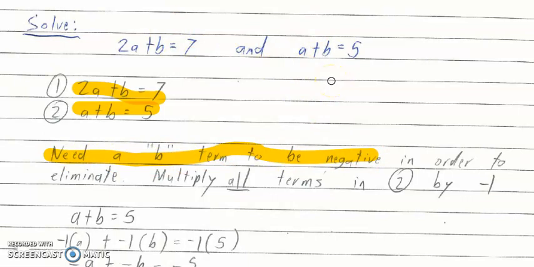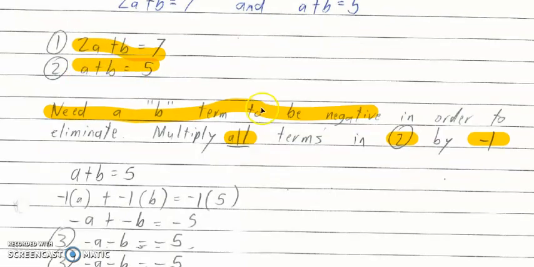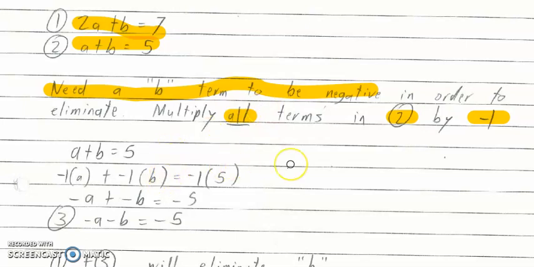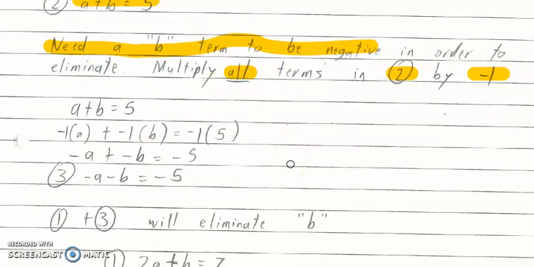So what I'm going to do is I'm going to multiply all of the terms in equation 2 by negative 1. If I negativize equation 2 up here, I'm going to have a positive b and a negative b. So, of course, what I do to one thing in an equation, I have to do to the rest of it. So here's equation 2. I'm multiplying everything in this equation by negative 1.